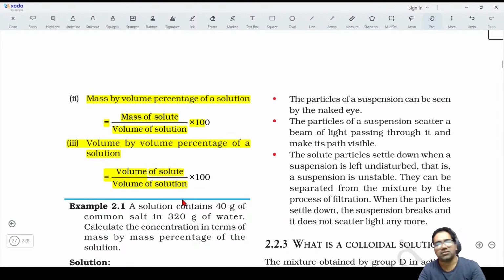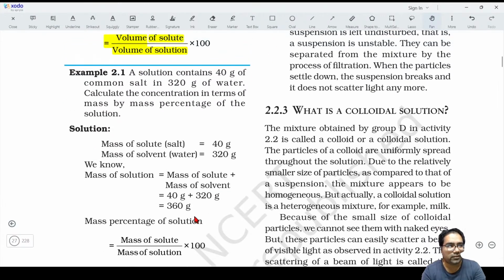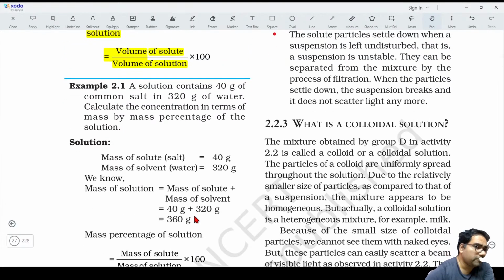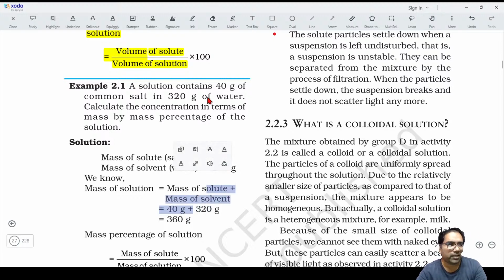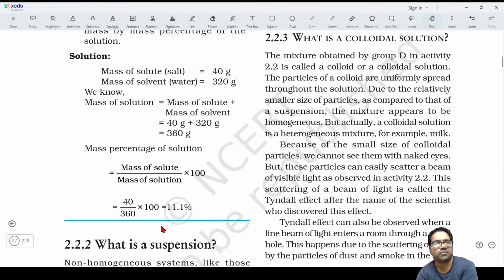Now solve this: 40 grams of solute and 320 grams. What is the mass percentage? You have to be careful here. It is 40 by 40 plus 320, not just 40 by 320. You'll make this mistake. So it is 100 by 9, exactly, which is 11.1%.